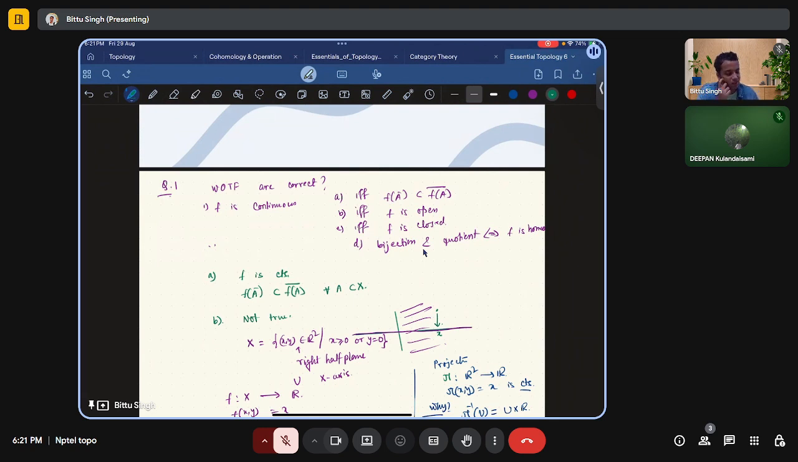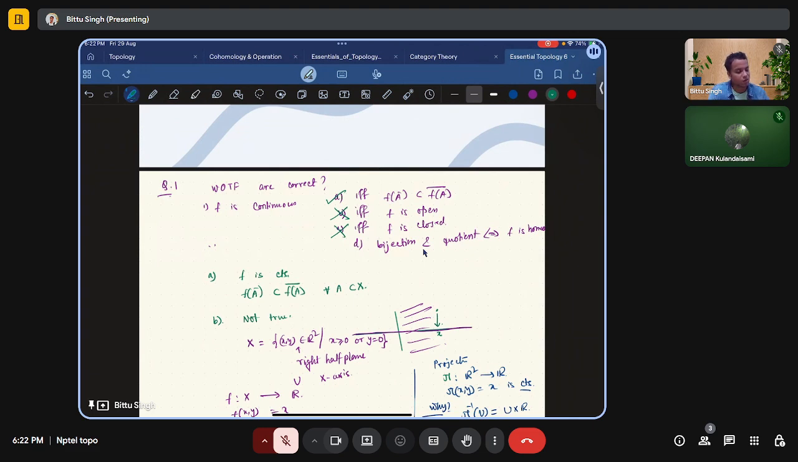Now, what about bijection plus closed? Is it equivalent to homeomorphism? Even if f is continuous now, is it true that bijection plus closed? So B and C, those two are not true. A is true by definition. That is one of the equivalent conditions.